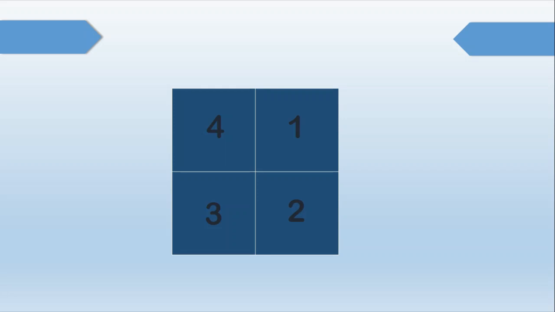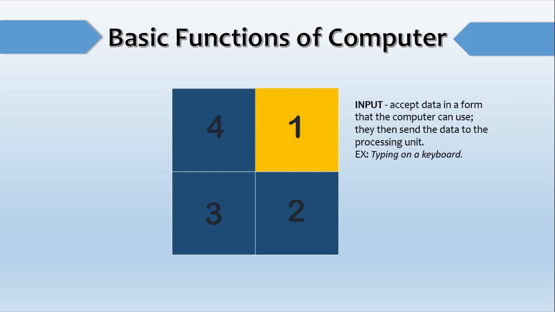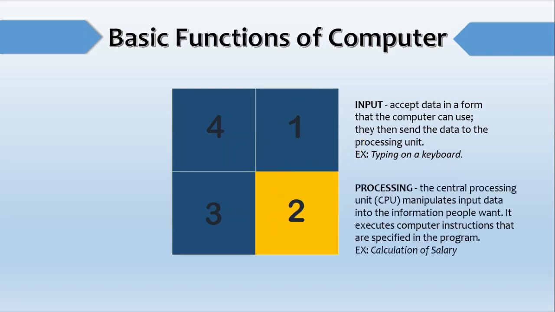We have four basic functions of a computer. The first one is the input. It accepts data in a form that a computer can use. Input is getting data from the user to the computer. Examples are typing on the keyboard, speech through a microphone, and scanning images. Once this data is entered into our computer, it will be sent to our next function, which is processing.